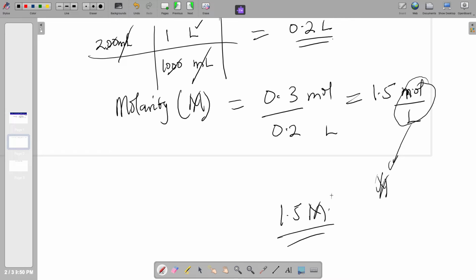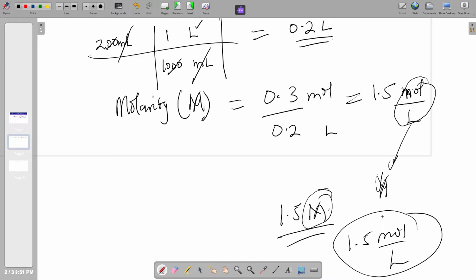Keep in mind that when you have concentration in molarity, you can replace the M and have 1.5 moles per liter, and then use that as a conversion factor. Okay, so that's something to keep in mind. You can always use your concentration in molarity as a conversion factor by replacing the uppercase M with moles per liter. So that is how to solve molarity problems when you have your moles and you have your volume in mL.